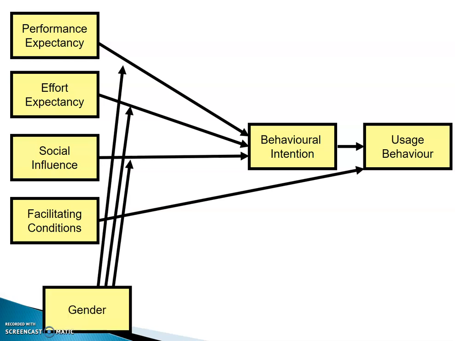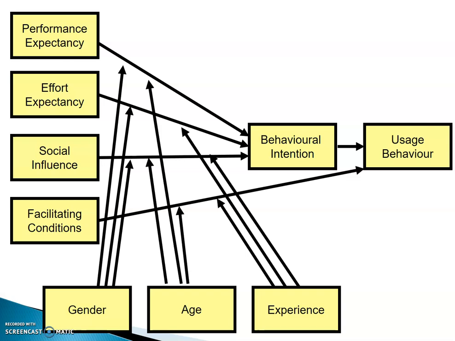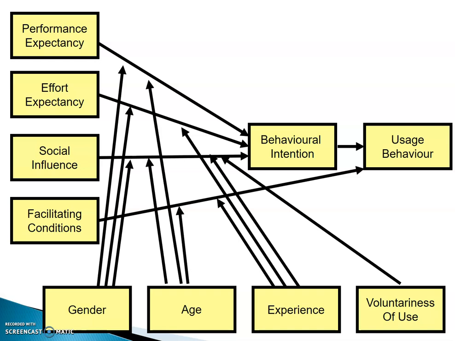So gender has a big impact on performance expectancy, effort expectancy, and social influence. Age has a big impact on performance expectancy, social influence, and facilitating conditions. Experience has an impact on effort expectancy, social influence, and facilitating conditions. And the voluntariness of use of something, whether I'm doing this because I want to or I don't, has a big impact on social influence. So this is your classic UTAUT model. We have the dimensions, but we note that the dimensions are mediated, ameliorated, changed by these factors: gender, age, experience, and voluntariness of use.